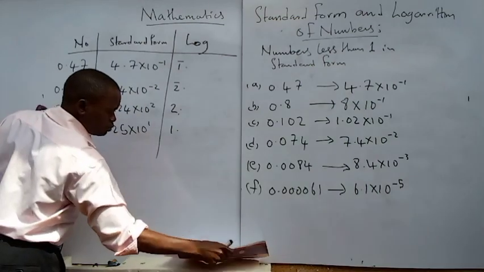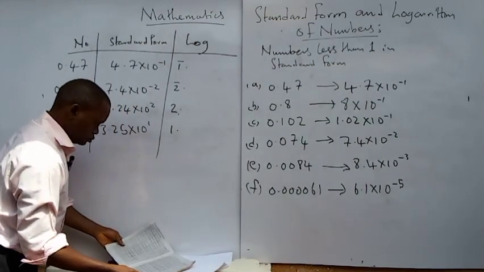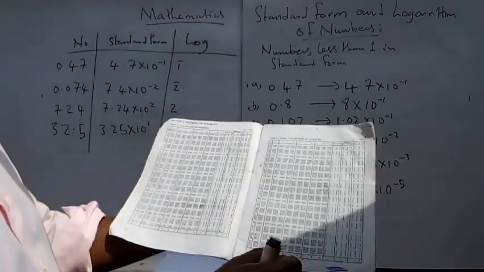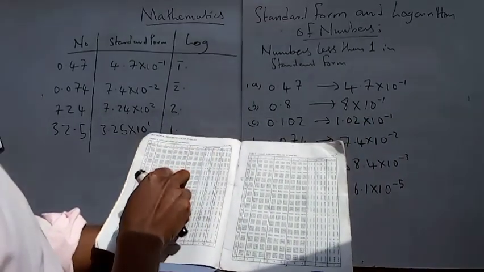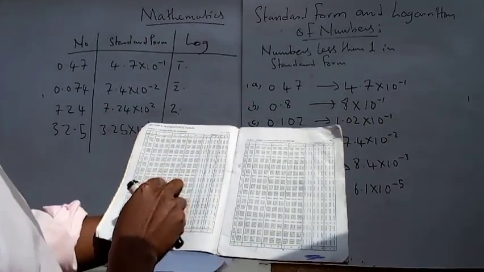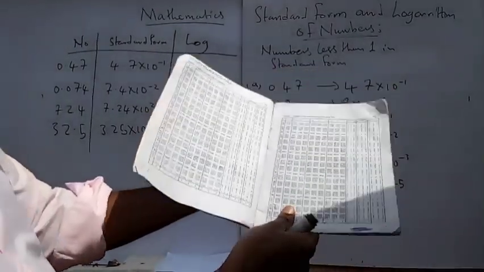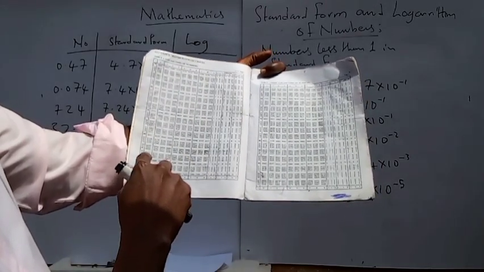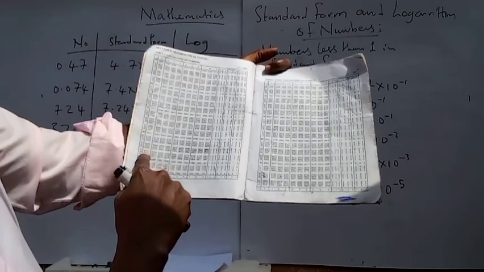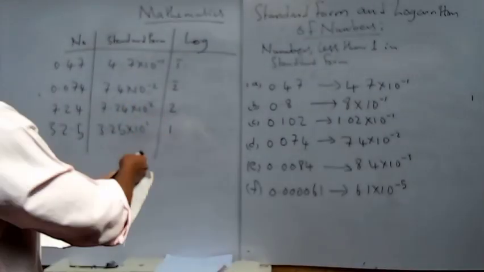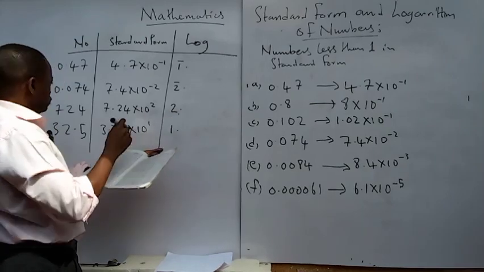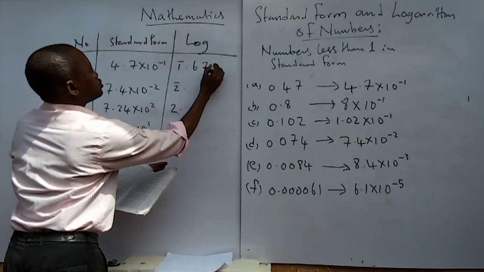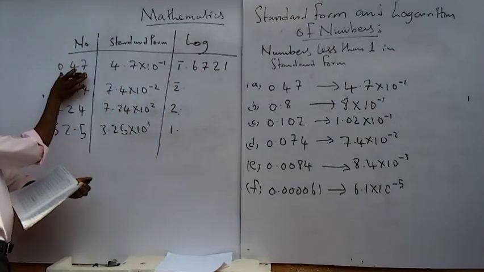I will now check in my logarithm table. This is logarithm of numbers. I will check 47 under 0. I'm sure you can see this. This is 47 and this is under 0. So 47 under 0 is 6721. So you write 6721. This is the logarithm of this.